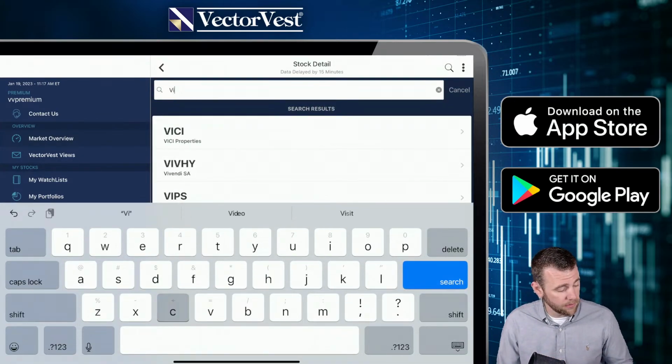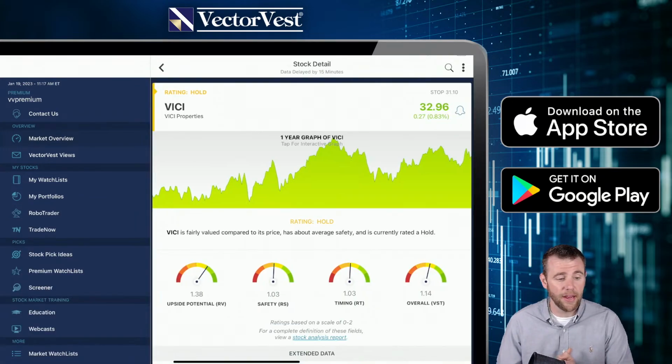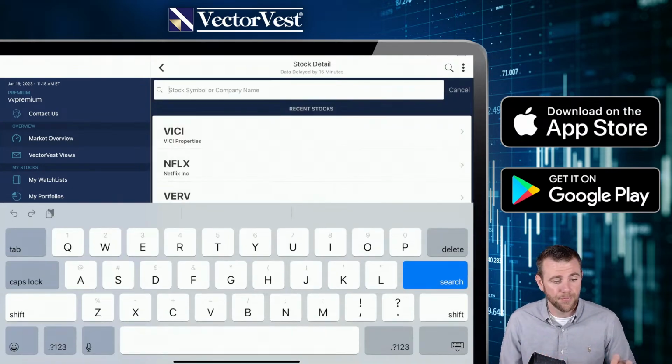VICI. Great long-term potential. Less risk than the average stock out there by a little bit. You are in a slight uptrend below my personal level of 1.1, but still in a slight uptrend. I'd just be paying close attention to that right now. Overall, the stock is favorable still though. Let's see what else we got.